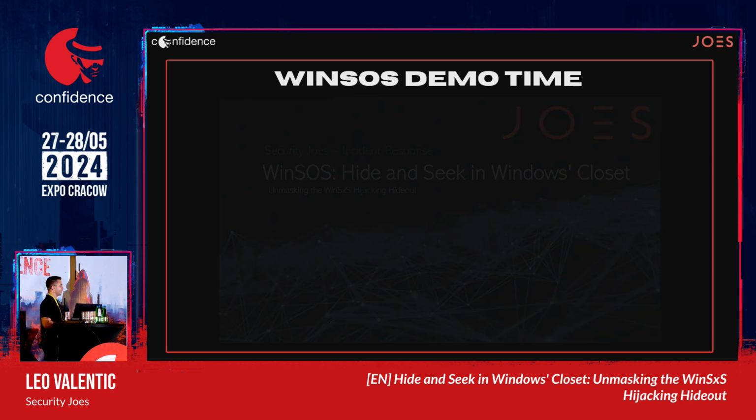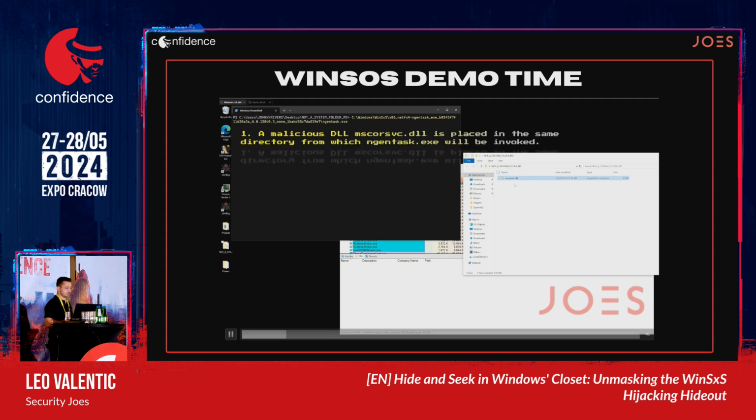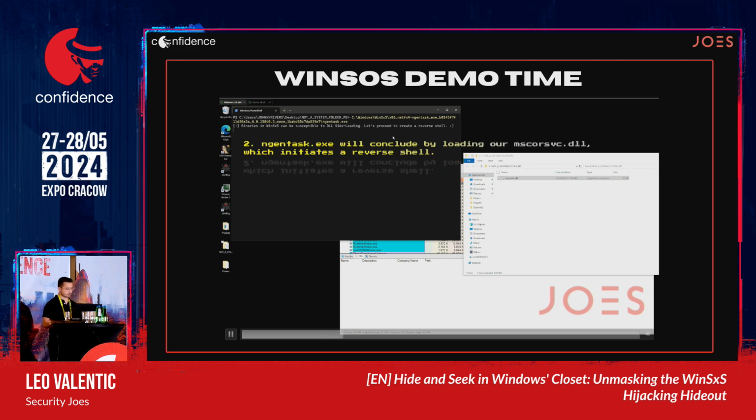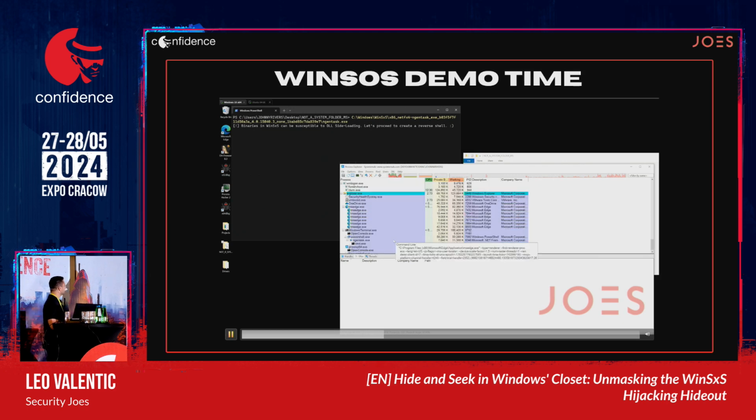This demo is going to be about getting the reverse shell on the compromised host. So let me stop it. As mentioned, we placed our mscore.svc.dll in the same directory that we actually created. As said, you take the command line, copy paste it, and execute it and call the engine task.exe there.